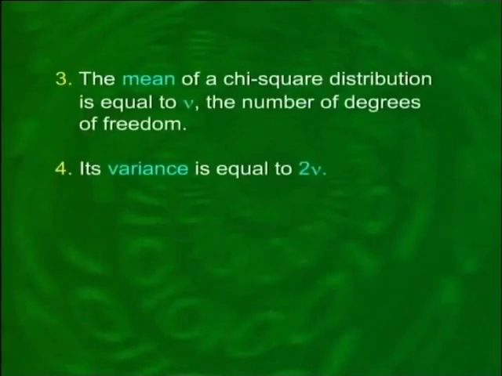The next property pertains to the mean of the chi-square distribution, and it has been mathematically proved that the mean of the chi-square distribution is equal to nu, the number of degrees of freedom. As far as its variance is concerned, it is equal to 2 times nu.